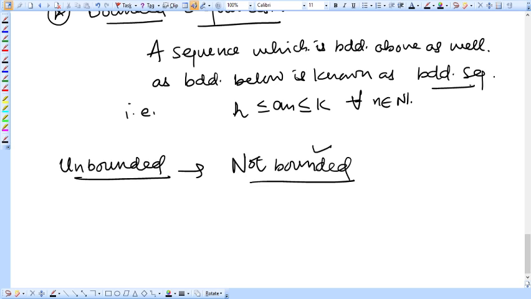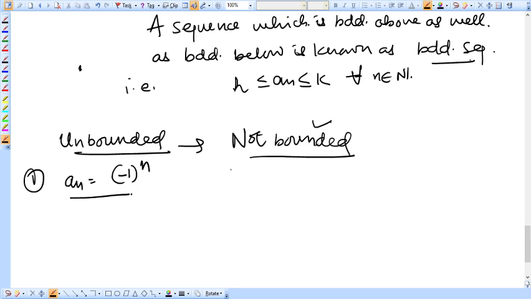Now let us take some examples to make this concept clear. One example to show how we prove that a sequence is bounded. So an is given equal to (-1) raised to power n. This only.